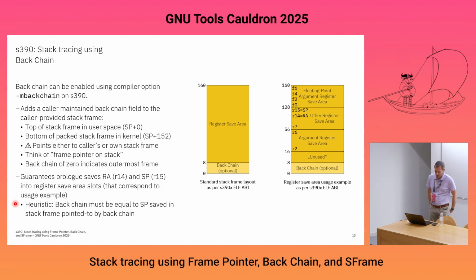The compiler option also guarantees that the prolog saves the return address and stack pointer registers into the register save area, into those slots that correspond to the usage example. So there it actually specifies which offsets, which means there is a heuristic to tell whether the backchain is valid. If the backchain value has the same value as the stack pointer saved in the stack frame pointed to by the backchain, then it seems good.